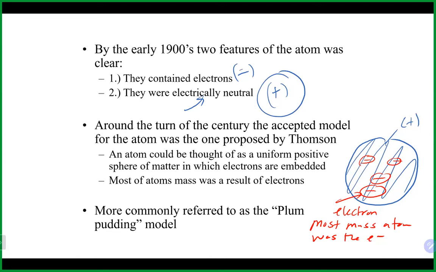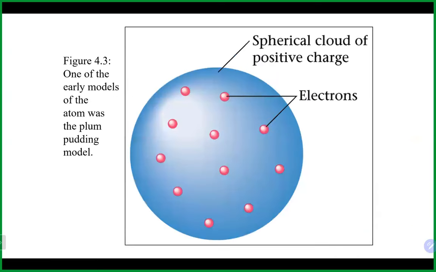Any questions on that there? Here's a much prettier picture than that if you can find it in your book, but you get the same idea. We have this cloud of positive charge, electrons embedded inside, and again, in this theory here, most of the mass of the atom are those electrons. And this was really the accepted model of the atom until further experimentation was done.